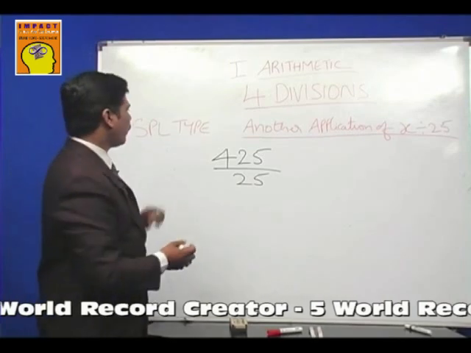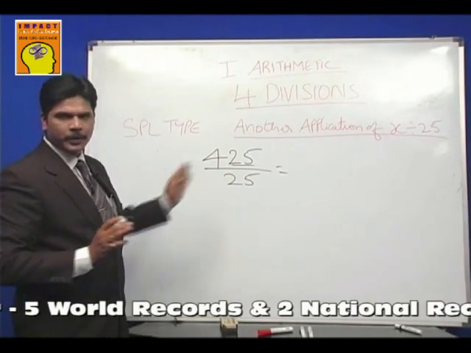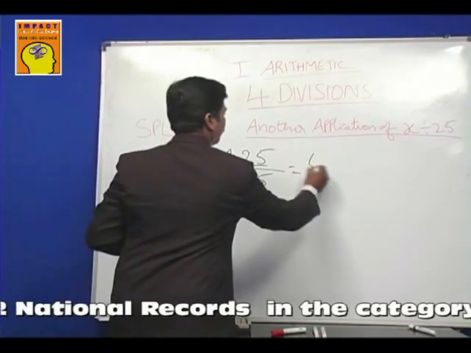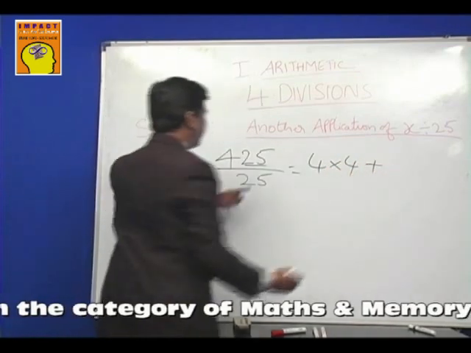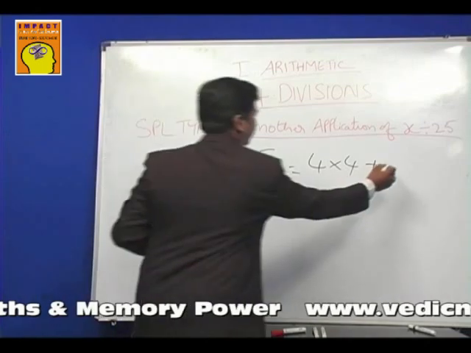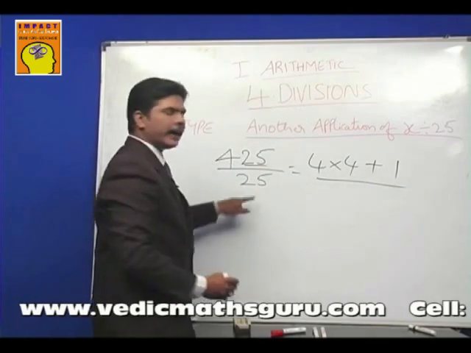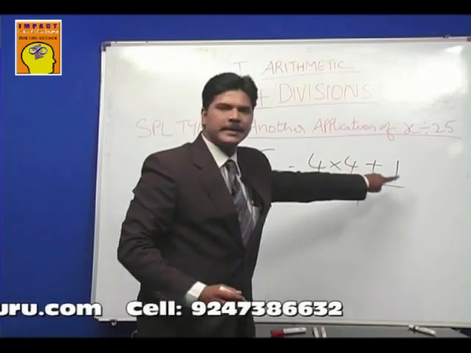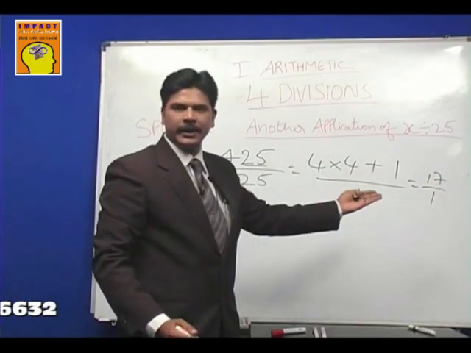Now, here what we have to do is just underline the last two digits, 25, and the other number is 4. Multiply 4 times 4 plus how many 25s are there in 25? There is 1. So write plus 1 there, by how many 25s are there in 25, which is 1. Now simplify it. 4 times 4 is 16 plus 1 is 17. So you get 17 by 1, which means 17.